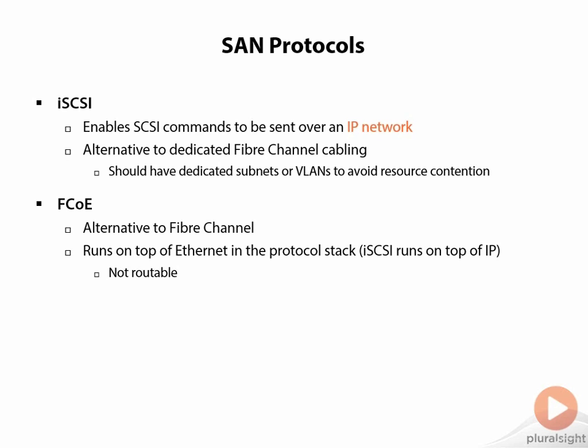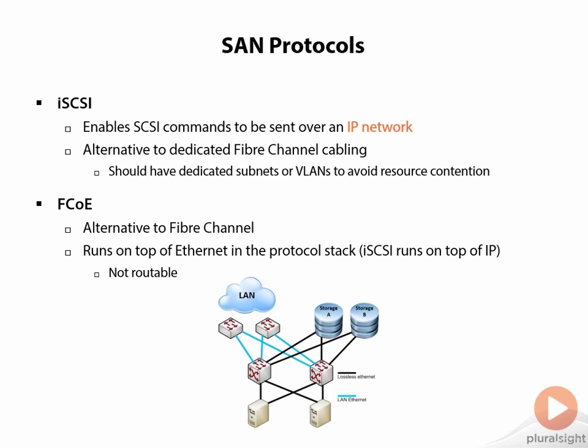resource contention. FCoE, again an alternative to Fiber Channel, runs on top of Ethernet in the protocol stack. So it doesn't sit up quite as high, whereas iSCSI sits on top of TCP/IP, FCoE sits directly above the Ethernet layer. So basically, it's not routable, in a nutshell. But here's an example of what an FCoE network would look like. Here you see we have two servers, we have some switches in place, and then of course it's attached to our storage area networks or our shared storage.